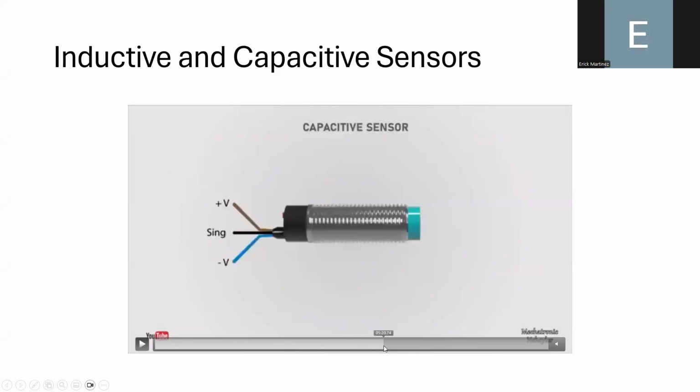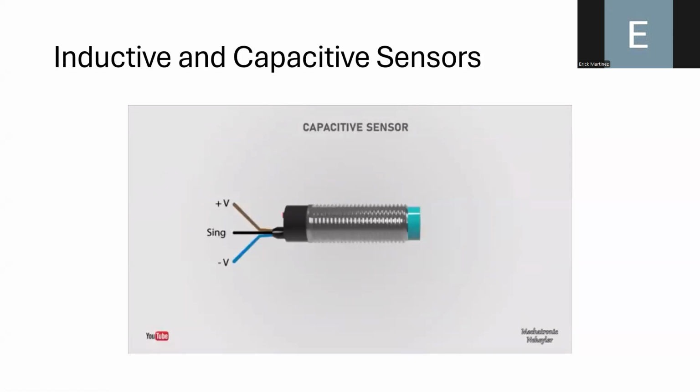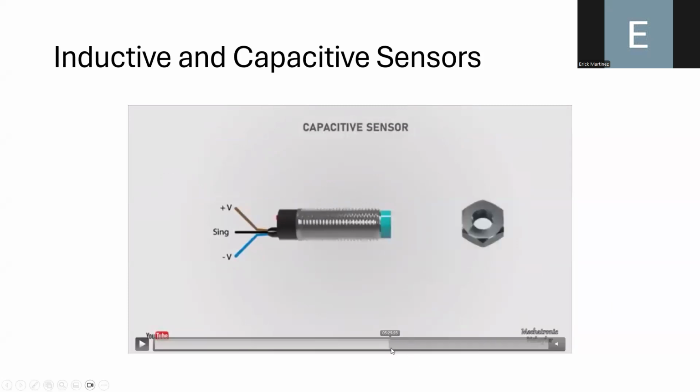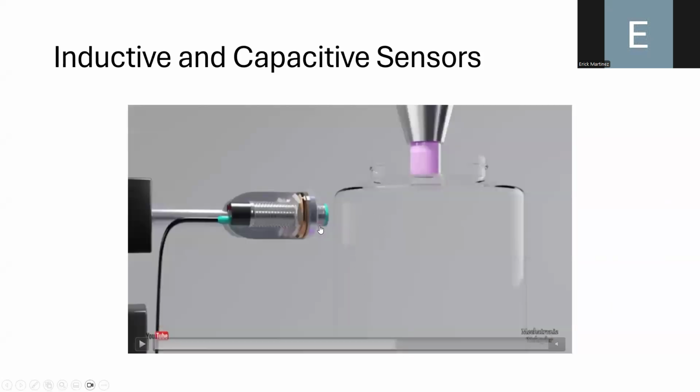And we have a similar behavior for the capacitive sensor. In fact, the structure is very similar. Just remember that the capacitive sensor can detect any material. And you have different configurations. Here they are explaining that capacitive sensors are mainly used to detect the level of a liquid in a container, like in this example. So for instance, when this bottle or this container is filled with this liquid, the capacitive sensor can detect that.